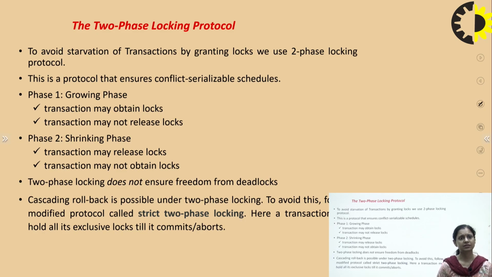We have two phases. The first phase is a growing phase where the transactions are only obtaining the locks and no transaction is releasing the lock. When we are talking about the shrinking phase, the transactions are releasing the locks but they are not obtaining any locks. Though this locking protocol does not ensure freedom from deadlocks, still we can avoid the starvation problem up to a certain extent.